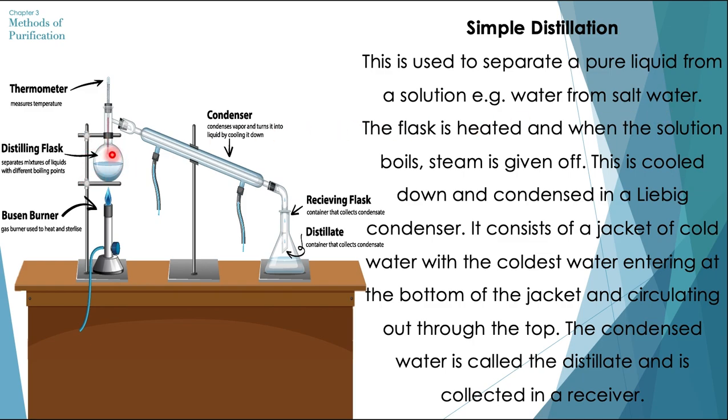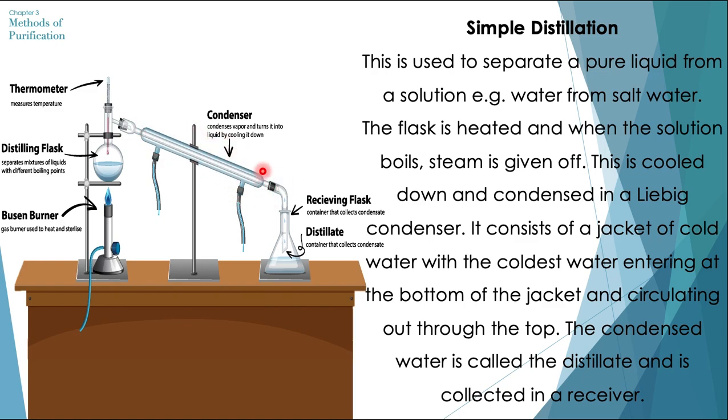Here, as you can see, this is the apparatus we used. The flask here contains the liquid, the solution, the salt water. This is heated, and when the solution boils, steam is given off. This steam is cooled down and condensed in a Liebig condenser. This is the Liebig condenser.